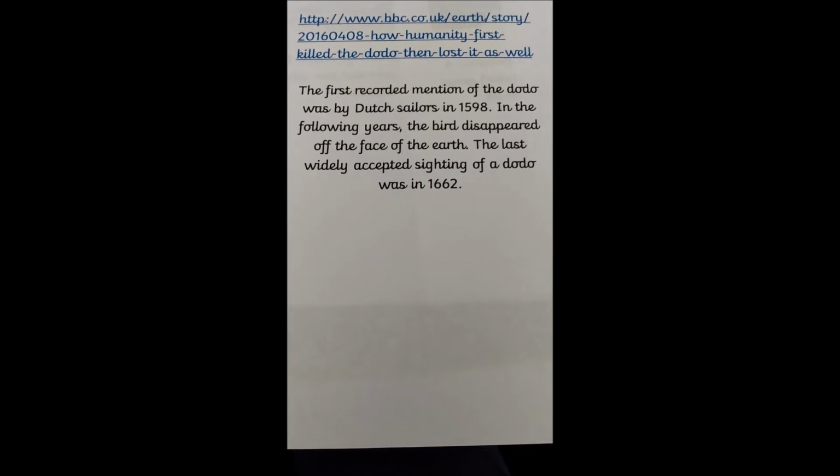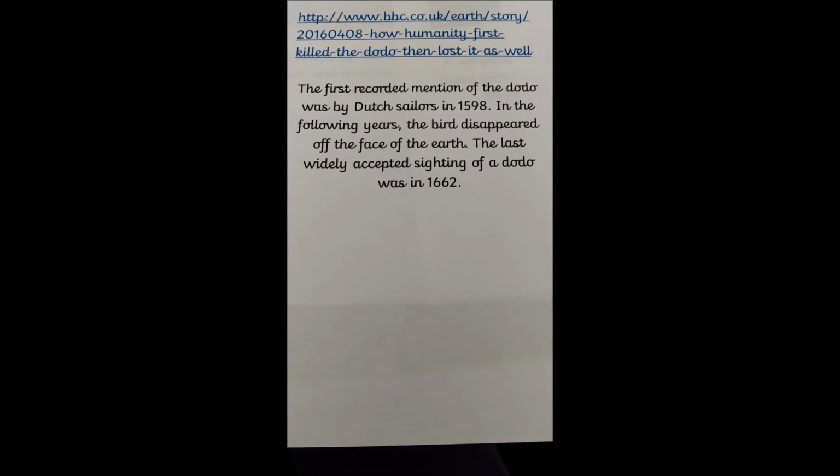And some facts before we start. The top web address is where I've got most of this information from. It's a reliable source because it's BBC, but I've looked closely at the evidence that site has picked out for us. And a little bit of a fact here, the first recorded mention of the dodo was by Dutch sailors in 1598, remember that date? And in the following years, the bird disappeared off the face of the earth. The last widely accepted sighting of a dodo was in 1662. So we're looking at the dates between 1598 and 1662, between when we first discovered the dodo and when we last saw it.